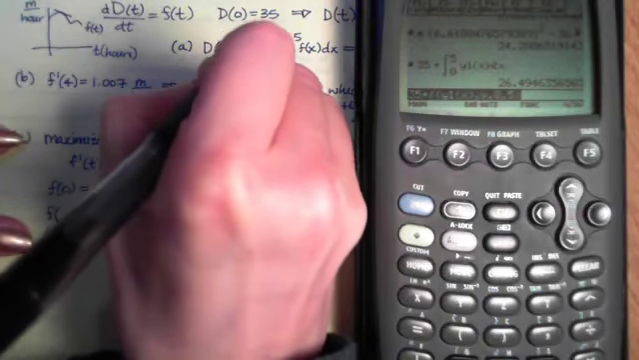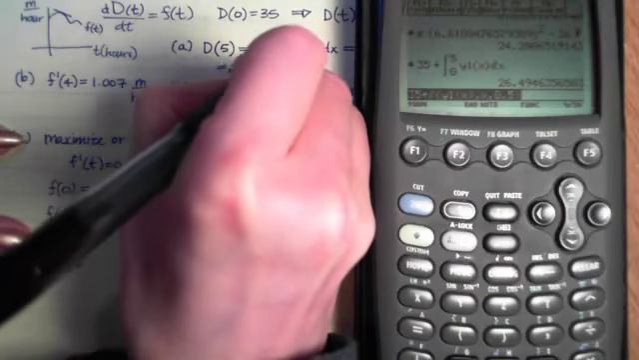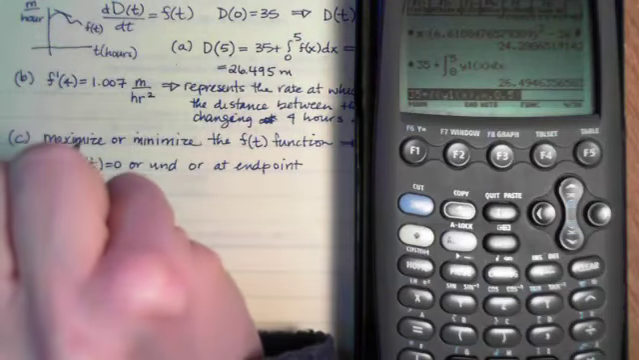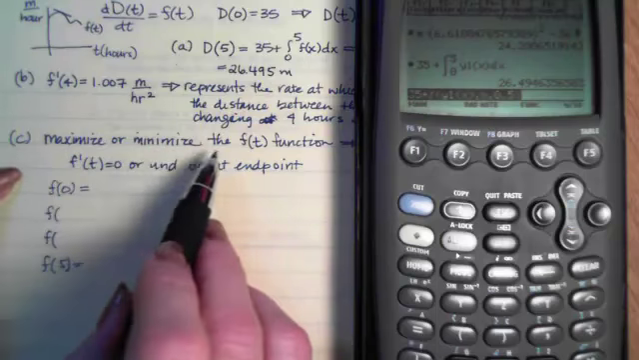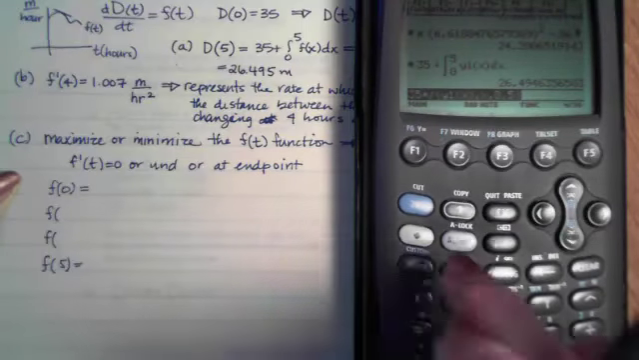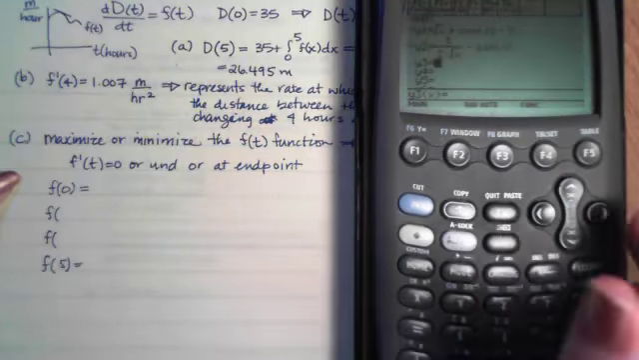And that gives me 26.495 meters. That's the distance between the beach and the road. If we look at C, we want to maximize or minimize the f function, which means we need to be looking at the graph of y2.